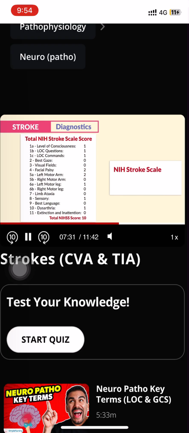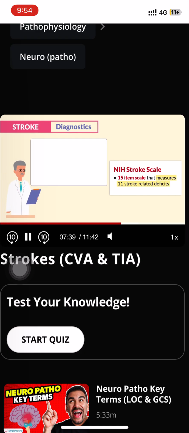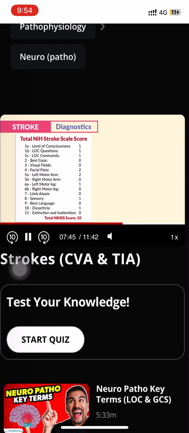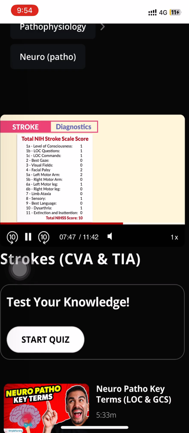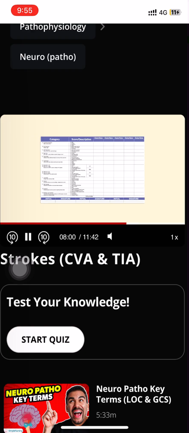Okay, now another diagnostic exam that you should be familiar with for your pathophysiology exams. The NIH Stroke Scale. Now this is a 15-item scale that measures 11 stroke-related deficits. So this tool is used by healthcare providers to objectively measure the pathophysiological impact caused by a stroke. Now as you can see, it's a big old list with line items that correlate to a score, rating the client's ability to complete a task. Now this is very basic in terms of a scorecard. So let me show you what exactly it looks like in the hospital setting.